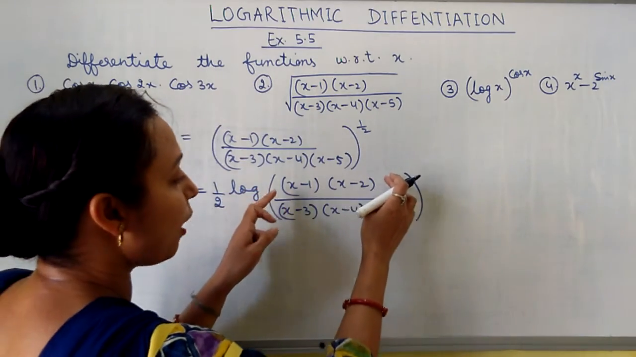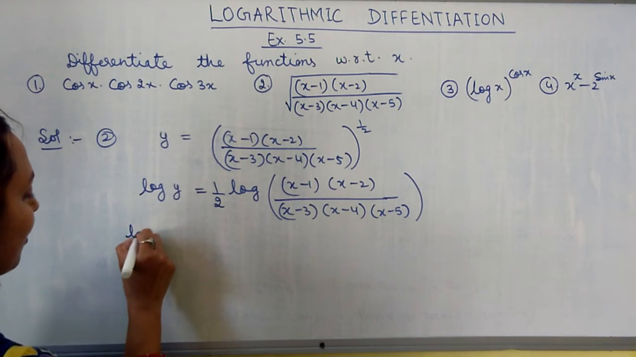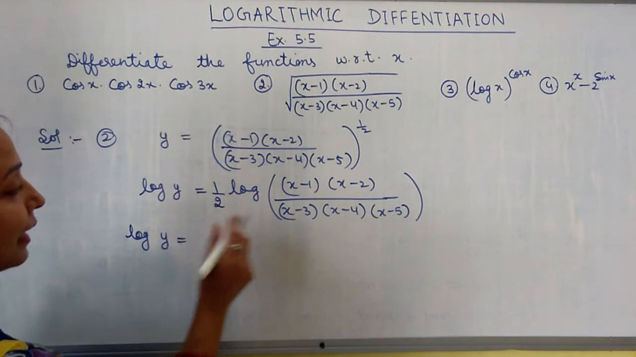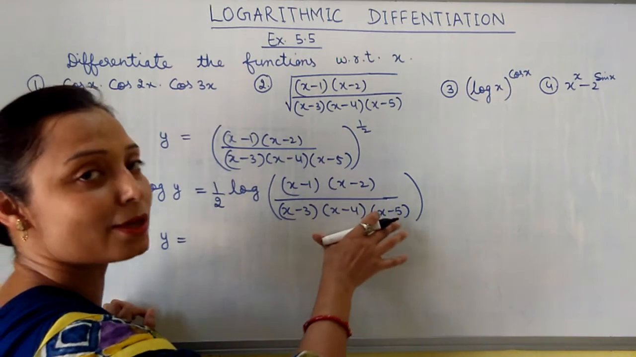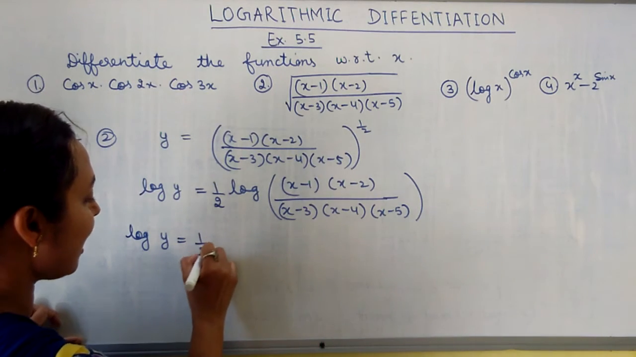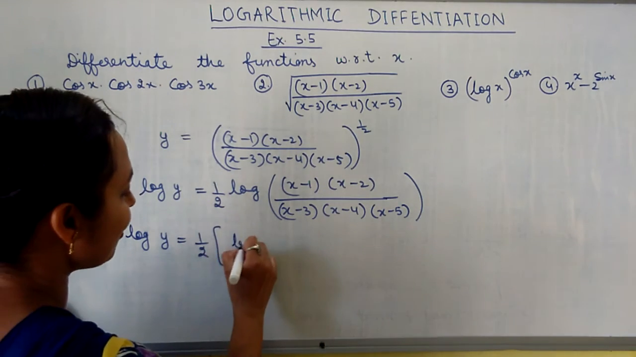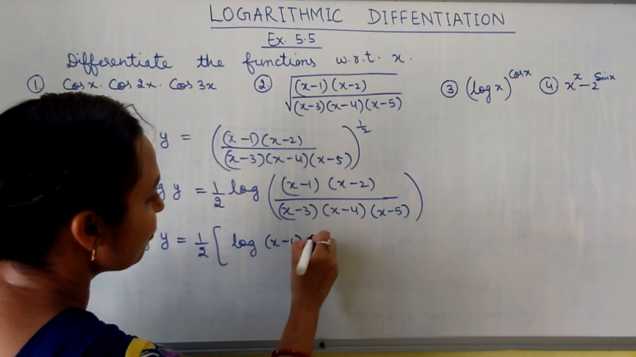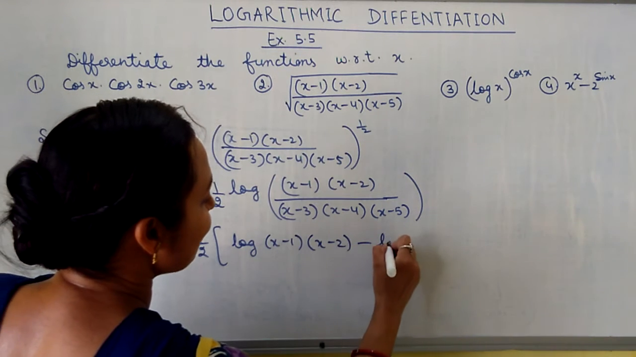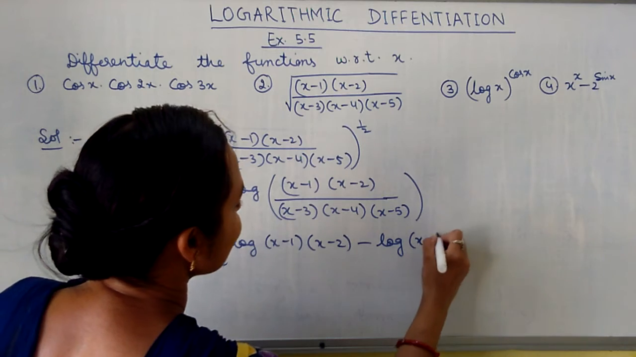Now apply u upon v. What is the property of u upon v? That is log u minus log v. So how can you take half as a common factor? Log u minus log v.